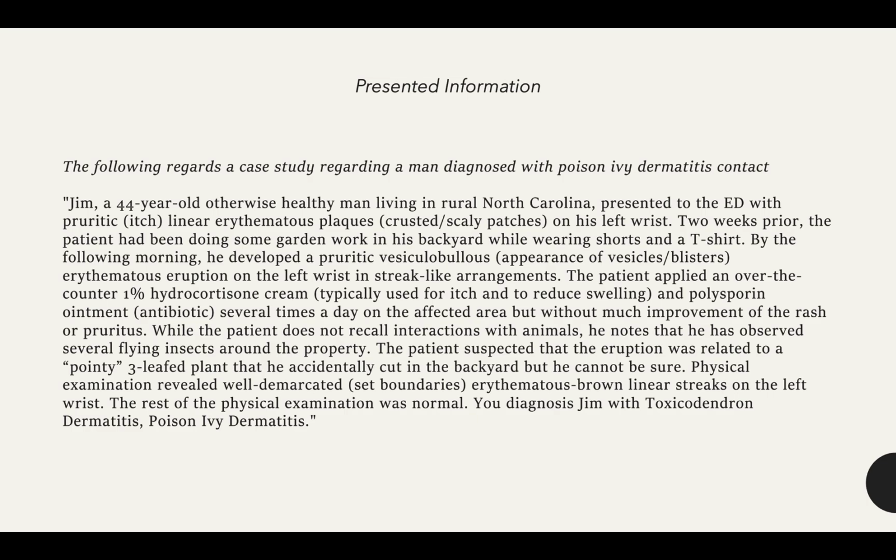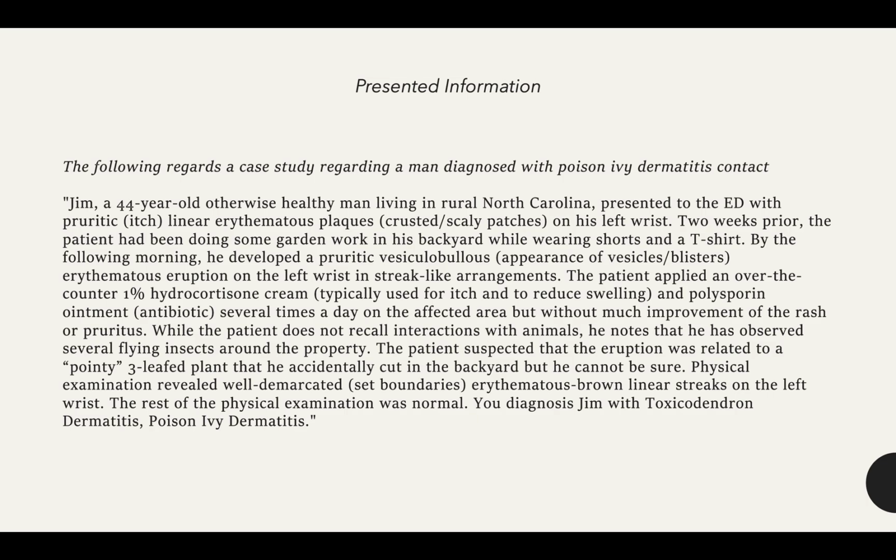While the patient does not recall interactions with animals, he notes that he has observed several flying insects around the property. The patient suspected that the eruption was related to a pointy three-leafed plant that he accidentally cut in the backyard, but he cannot be sure. Physical examination revealed set boundaries and brown linear streaks on the left wrist. The rest of the physical examination was normal.